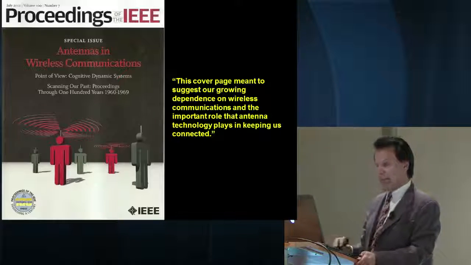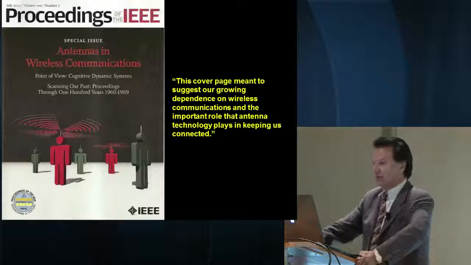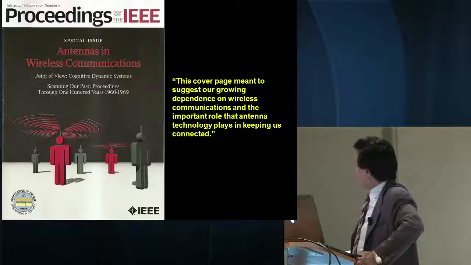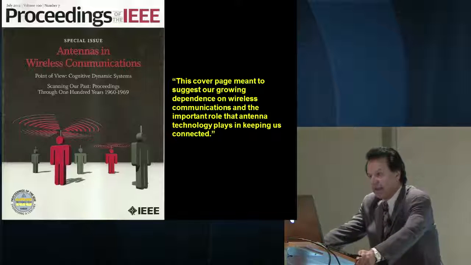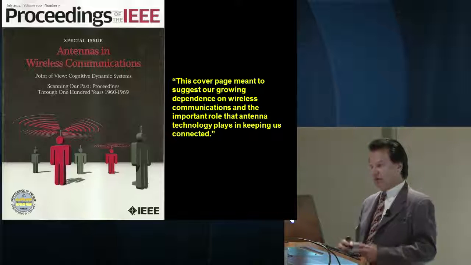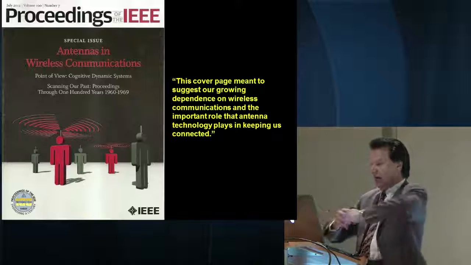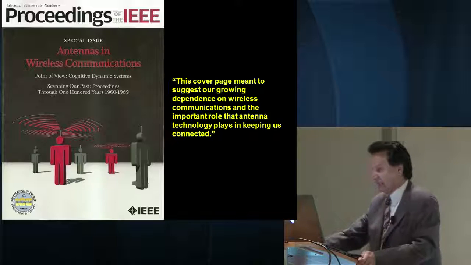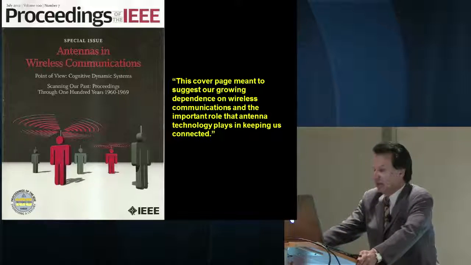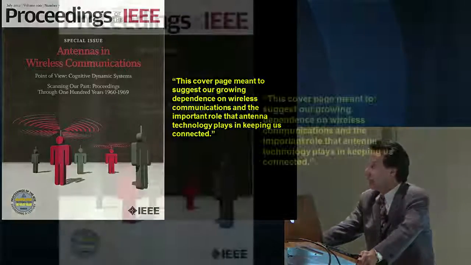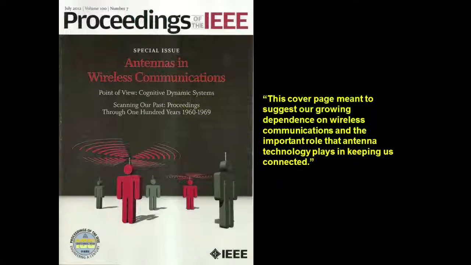Now, recently a Proceedings of the IEEE just came out in July, entitled Antennas in Wireless Communications. If you look at the front page, it says this cover page is meant to suggest our growing dependence on wireless communication and the importance that antenna technology plays in keeping us connected. That's what we're going to talk about, the importance of antennas to keep us connected, and this Proceedings of the IEEE is a good reference for that.